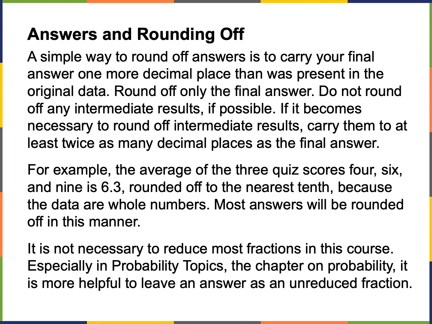Okay, so for example, if I wanted to round off 6.3 to the nearest whole number, it would be 6 because the 3 is less than 5, and so we keep the number.